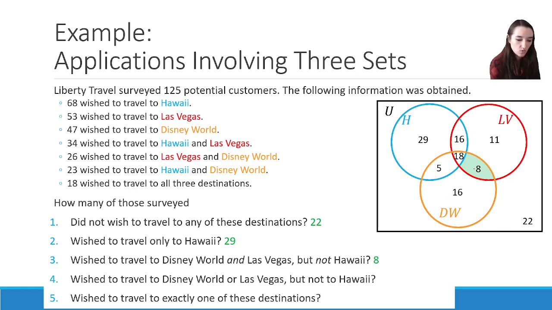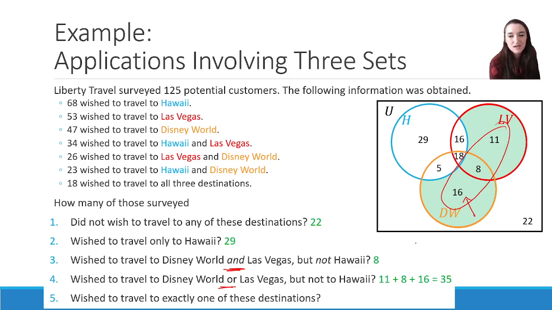Wish to travel to Disney World or Las Vegas, but not Hawaii. So Disney World or Las Vegas, but not to Hawaii, is going to be all 3 of these together, right? Or, we have to remember how or versus and works. So and gave us this area because we are combining the 2. We are in both Disney World and Las Vegas. But or means at least one of them.